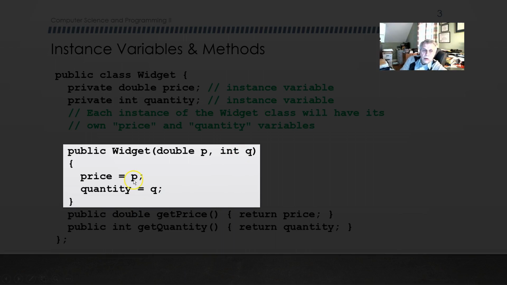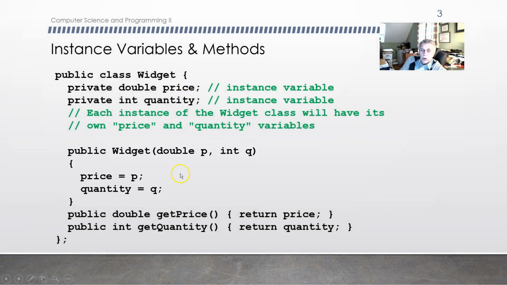Then we take those values and assign them respectively to price and quantity, the two instance variables. So when the object is constructed or instantiated, storage is allocated. We pass a value here for P, some double, which will then get assigned to price, and Q, which is then going to be assigned to quantity, and Q again is an integer. Then later on, we invoke these methods here to access the values.